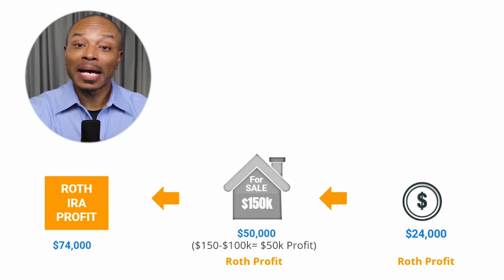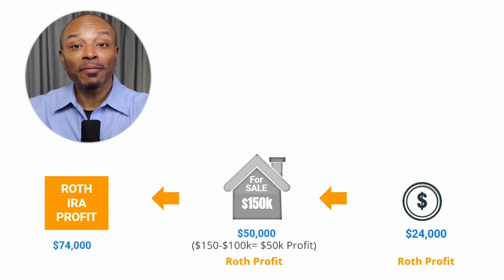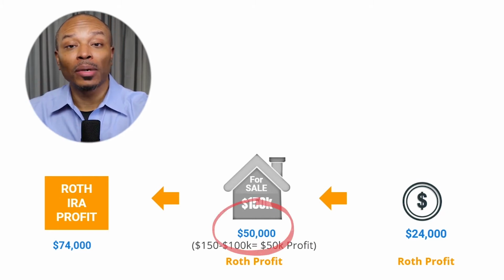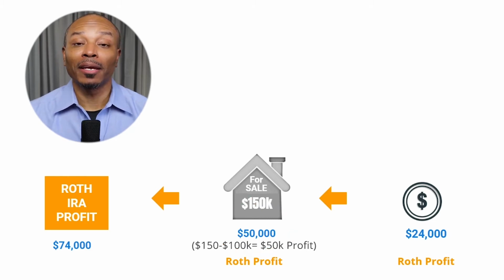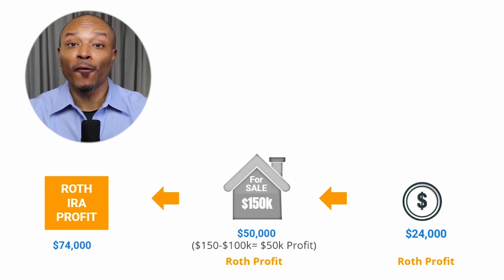I pay the bank back. And the interest that I owe the bank, I pay out of my rents. So my $50,000 self-directed Roth IRA just made $50,000 in Roth profit once I pay the bank back their $50,000. And again, Roth profit, tax-free, forever.